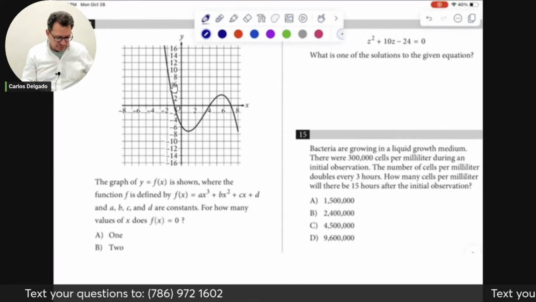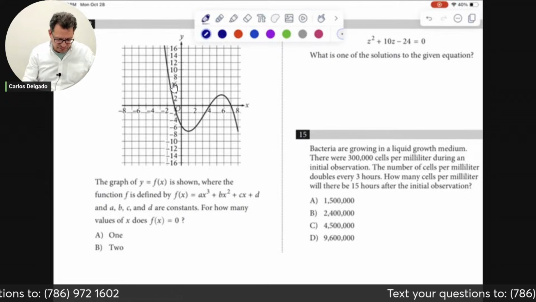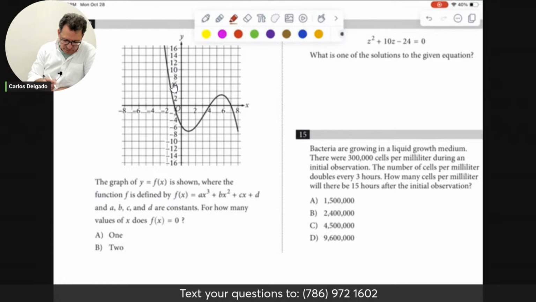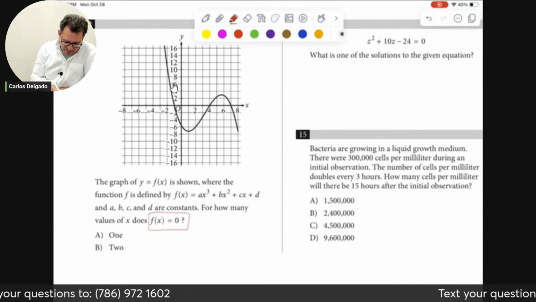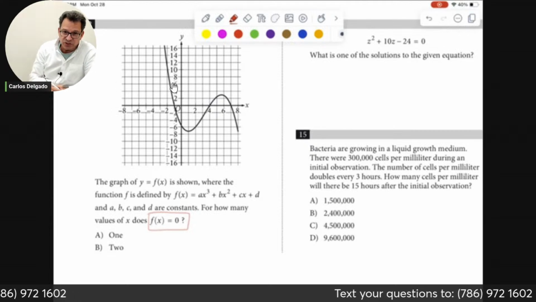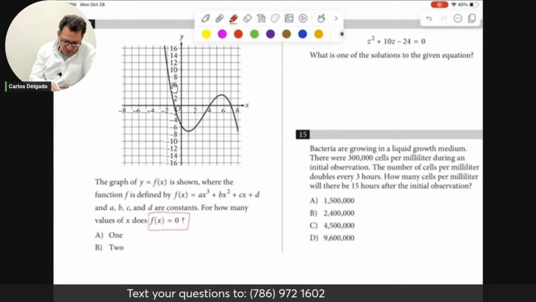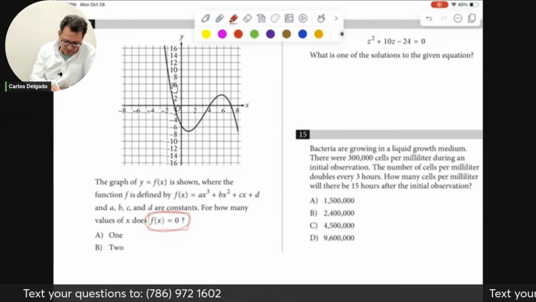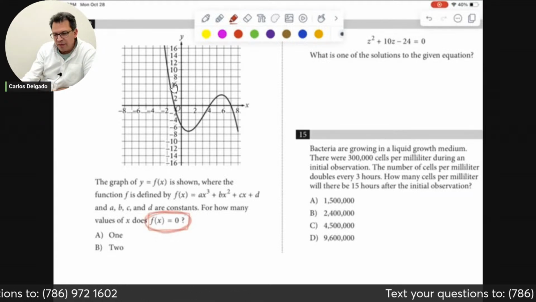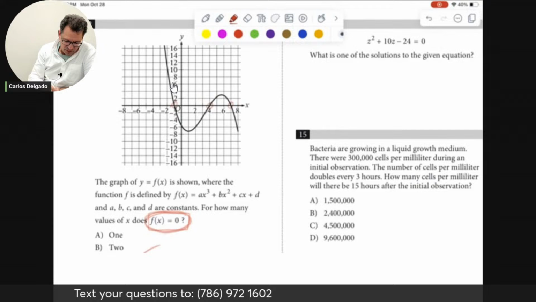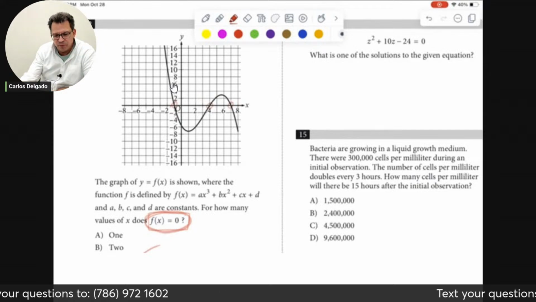Number 12. Let's take a look at number 12 here. It is asking how many x-intercepts this function has. Every time you see this expression, that means how many x-intercepts. So how many? 1, 2, and 3. Done. Extremely simple.